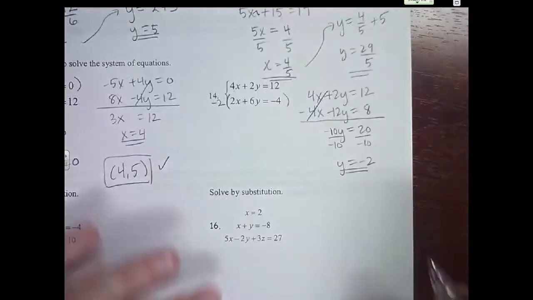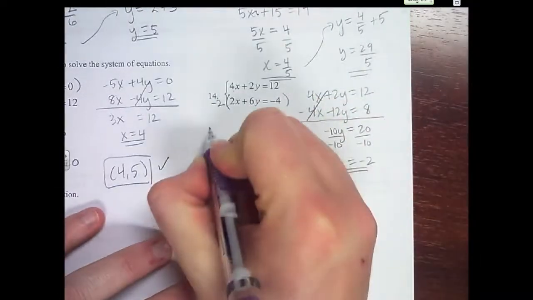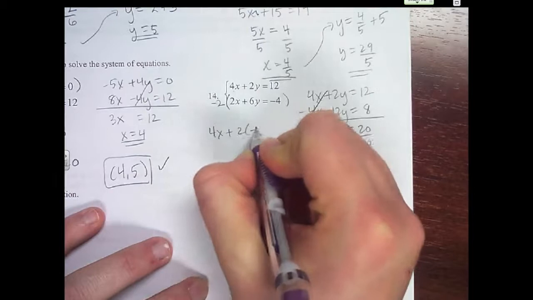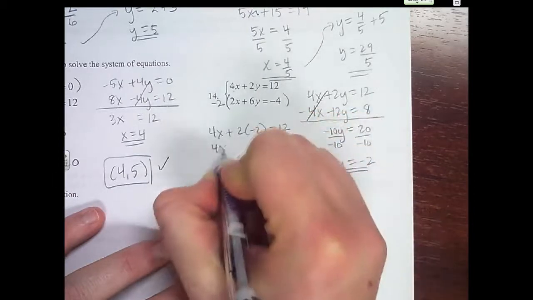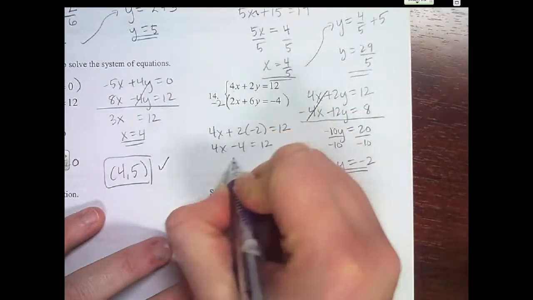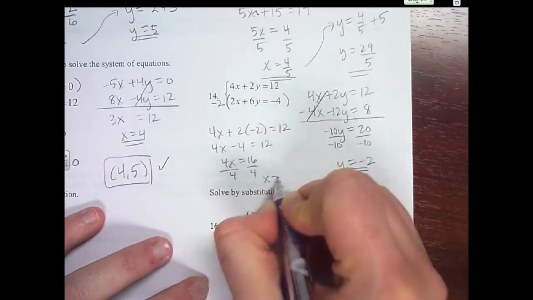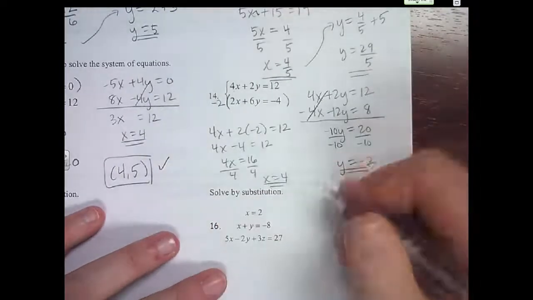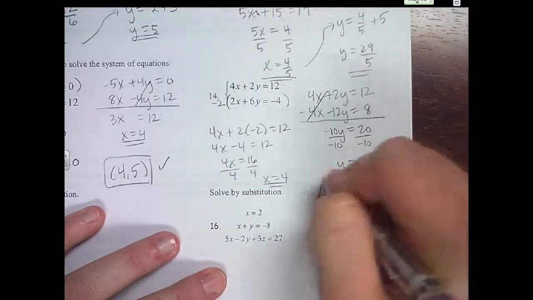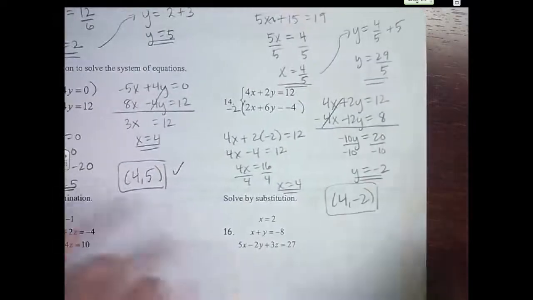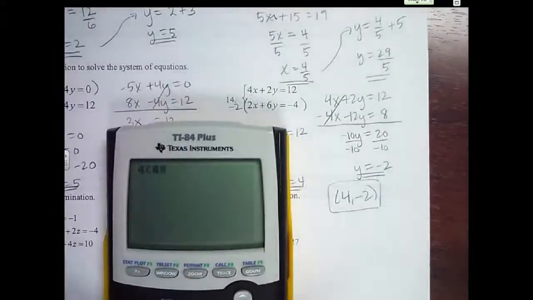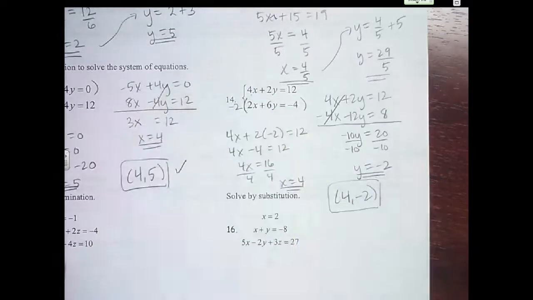And then I'll plug that back into the first equation. So that's 4x minus 4 equals 12. Add over the 4 is 16. And divide by 4, and I got 4. So my answer, 4, negative 2. So let's plug that in and make sure that it works. 4 times 4 plus 2 times negative 2 is 12. And 2 times 4 plus 6 times negative 2 equals negative 4. Perfect. So that works.